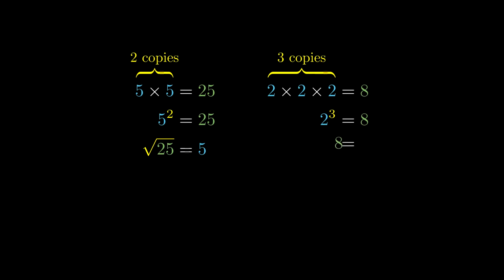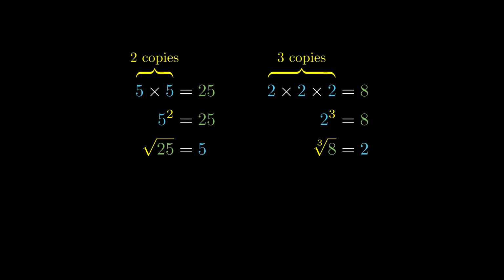We could go backwards from the 8 as well, by using a root, only this time there's a little 3 there, to mean we're asking for a number that arrives at 8 when you multiply 3 copies together, so that's going to be our 2, which we saw before.